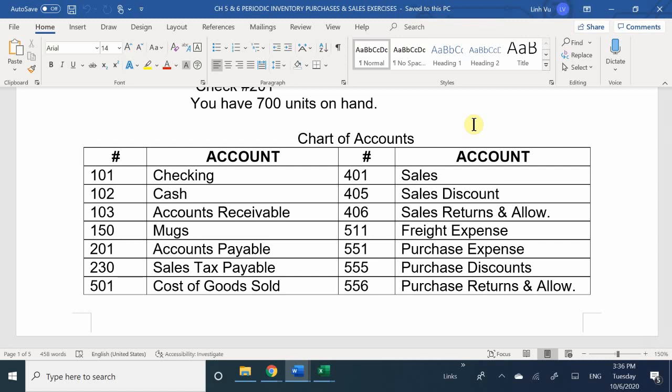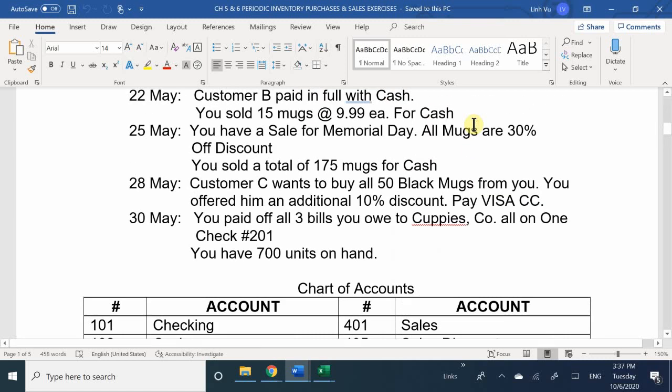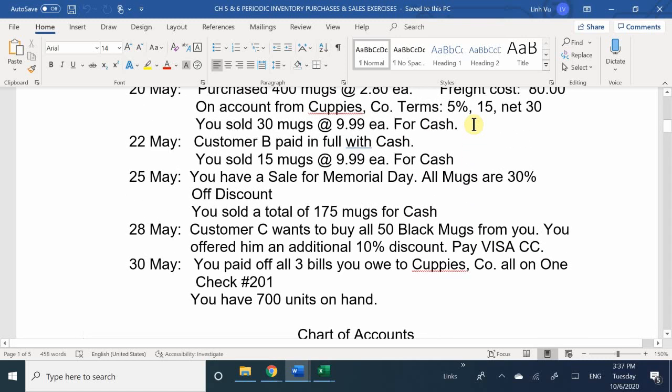Okay. How did customer B pay us? Oh, customer B is right. And he paid for them on account. Okay.